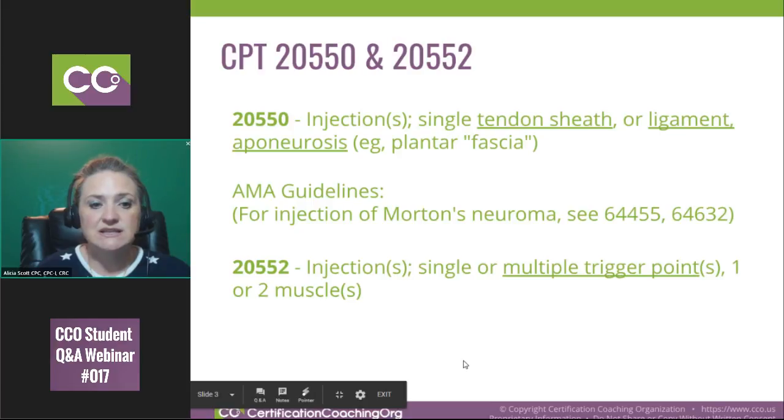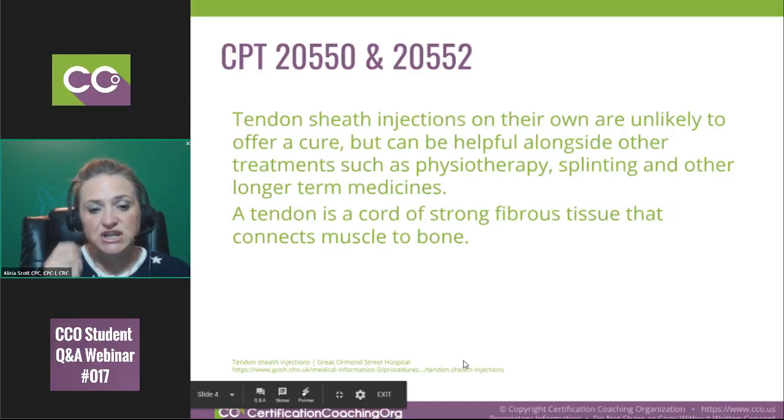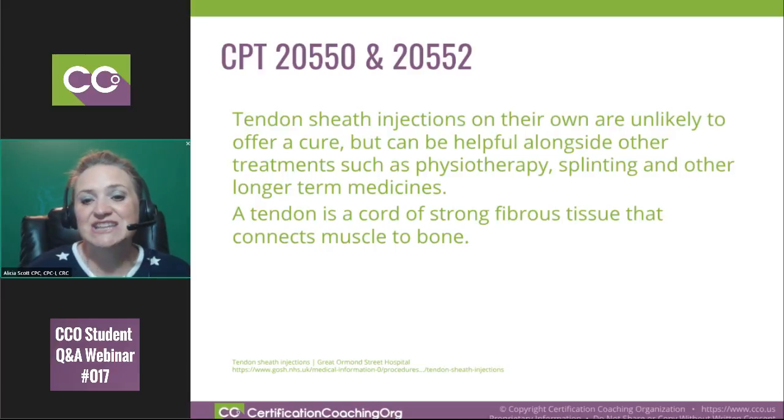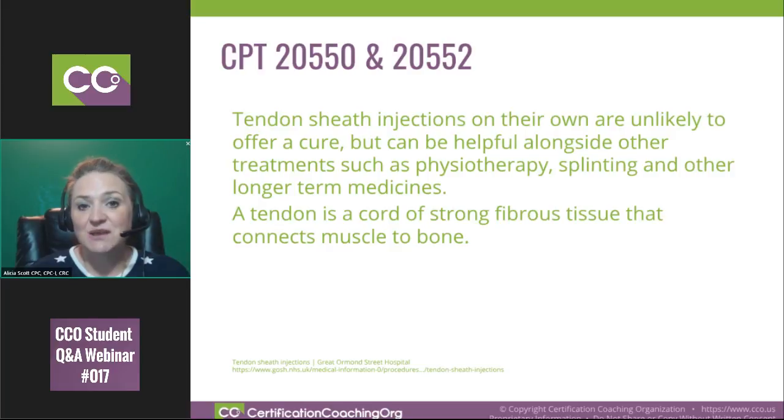So let's look at the next slide. The tendon sheath. When you get a tendon sheath injection, what they're doing is giving you temporary relief of pain. This pain is often from somebody doing repetitive movements, which you'll notice in the other code, 20552, is also a repetitive movement pain that comes along. Again, that's why it's in the same area.